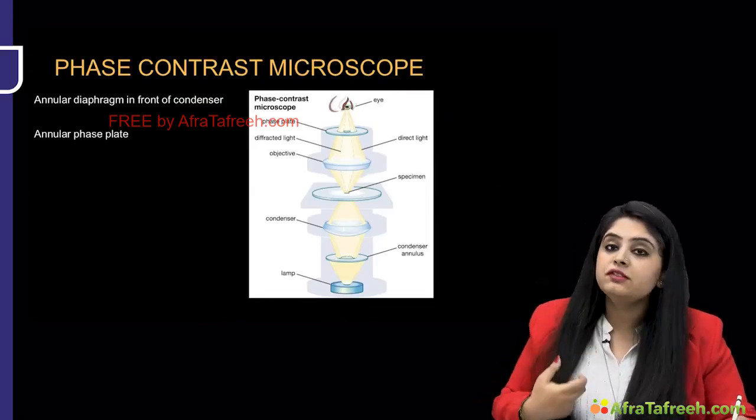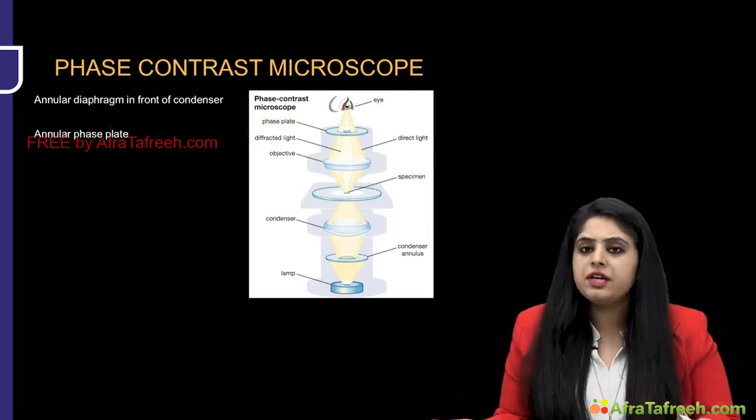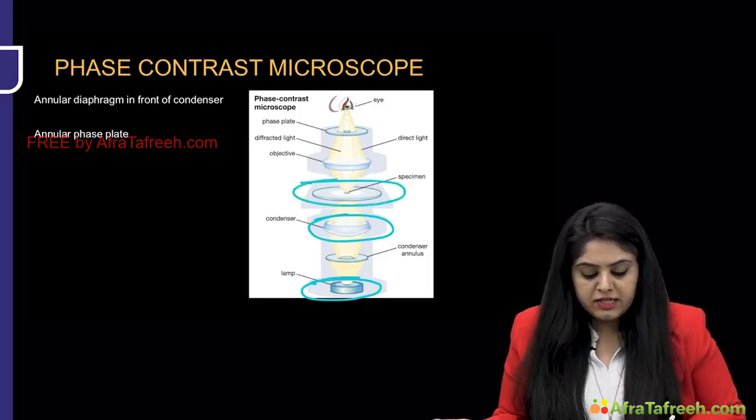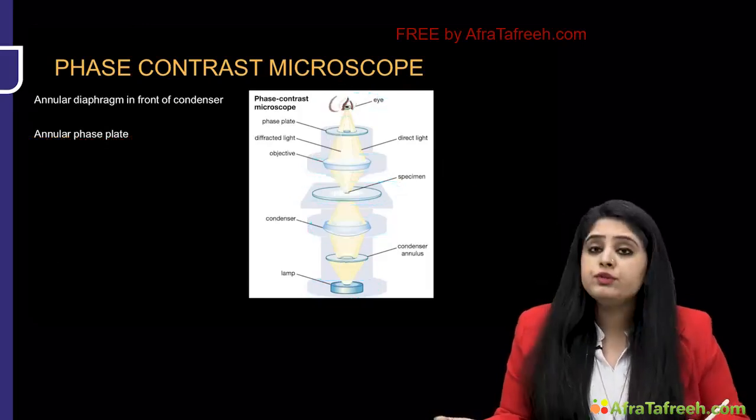There is something called a phase contrast microscope. First and foremost, if I look at it, it looks like any other regular light microscope. I have a light at the bottom. There's a condenser. There is a stage. There are the objective lenses, then the eyes. Everything looks the same. So how is it going to be different?